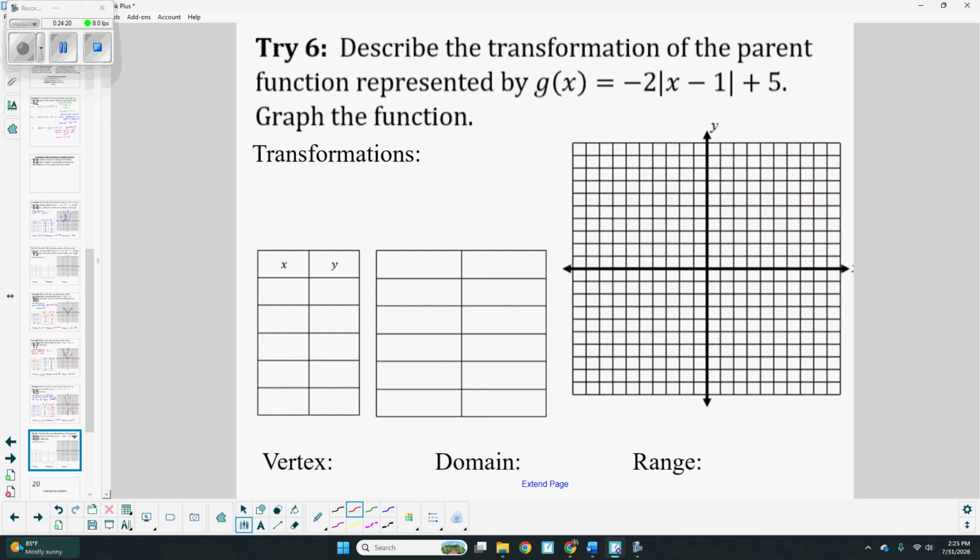So there's one final one for you to try. You can go ahead and try it. Answers are posted at the end of the blank notes on Google Classroom. And that is transformations.